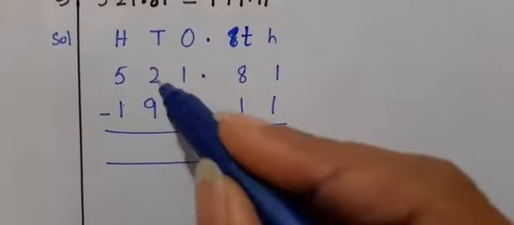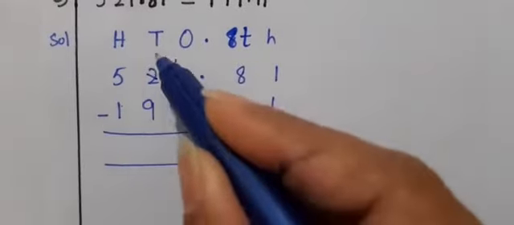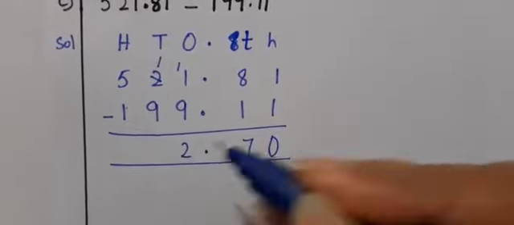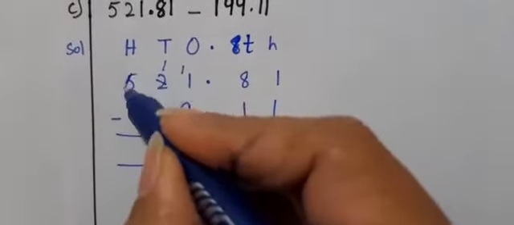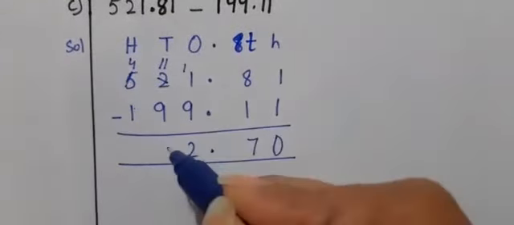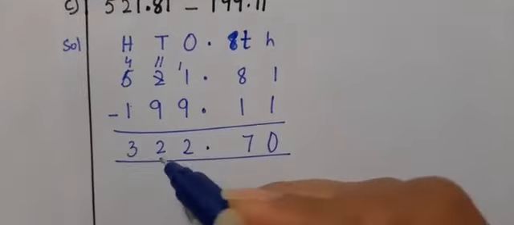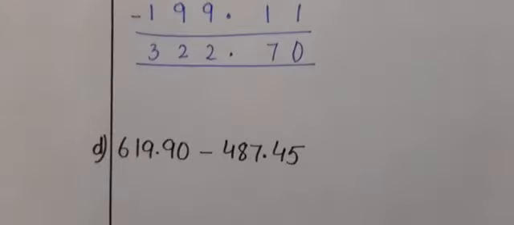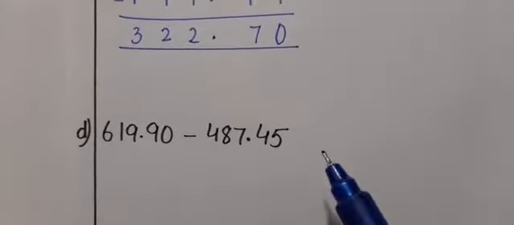As we cannot subtract 9 from 1, so we will borrow. It will be 11 and it is now 1. 11 minus 9 is 2. Again, we cannot subtract 9 from 1. So we will borrow from 5, and 5 will be 4, and it is now 11. So 11 minus 9 is 2, and 4 minus 1 is 3. So it is 322.70.